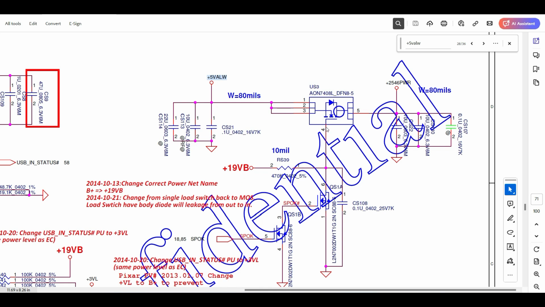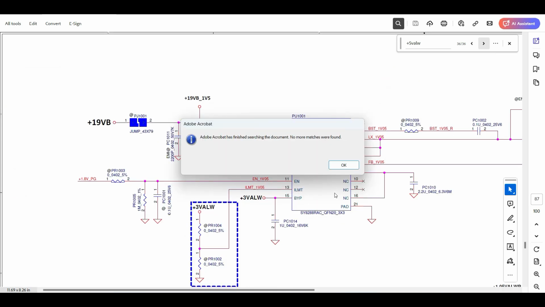Then 19 volts will enter here, and the voltage present here will convert, and once you get this SPOK, we will check later what it is. That's it. 5 volts will enter almost all CPU core ICs and some other important ICs, but some other signals are also required. That's why I'm not explaining those things. So now 5 volts is also over.